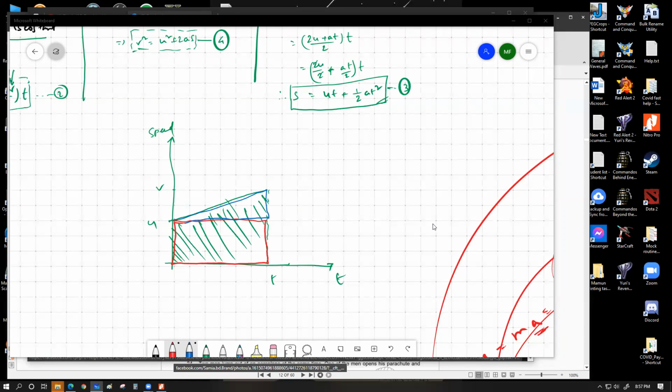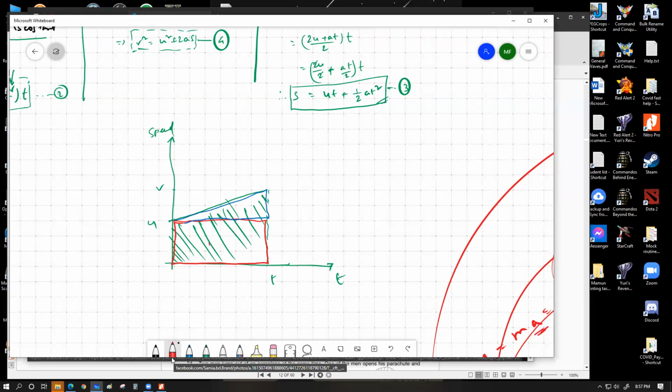So the area of the red rectangle is very simple. We have a vertical side u, we have a horizontal side t. So the area of this red rectangle can be very easily written as ut. What about this part? What would be the area of this thing? Now try to understand. This additional part that we have over here, this is the part that we are trying to find out. This is the area of the triangle that we're trying to find out.